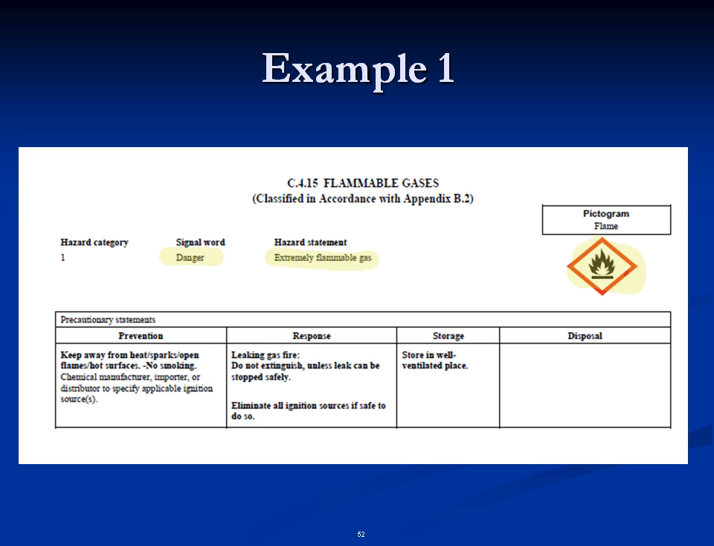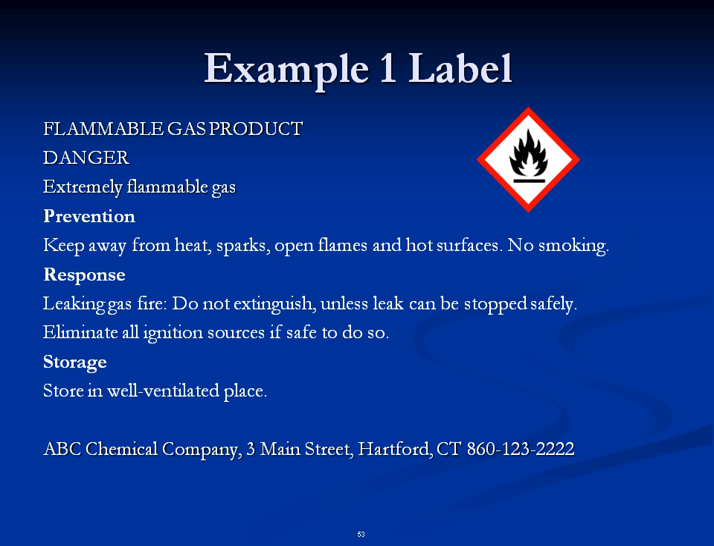OSHA expects us to use all of the precautionary statements that appear in the tables unless we can show that they are inappropriate. So just keep that in mind. You may end up with a lot of precautionary statements if you have a product with a lot of different hazards. This is an example of what your label will look like. I apologize, I skipped ahead. So you can see there's our product identifier and all the other information that were required in addition to the company's name, address, and their telephone number.